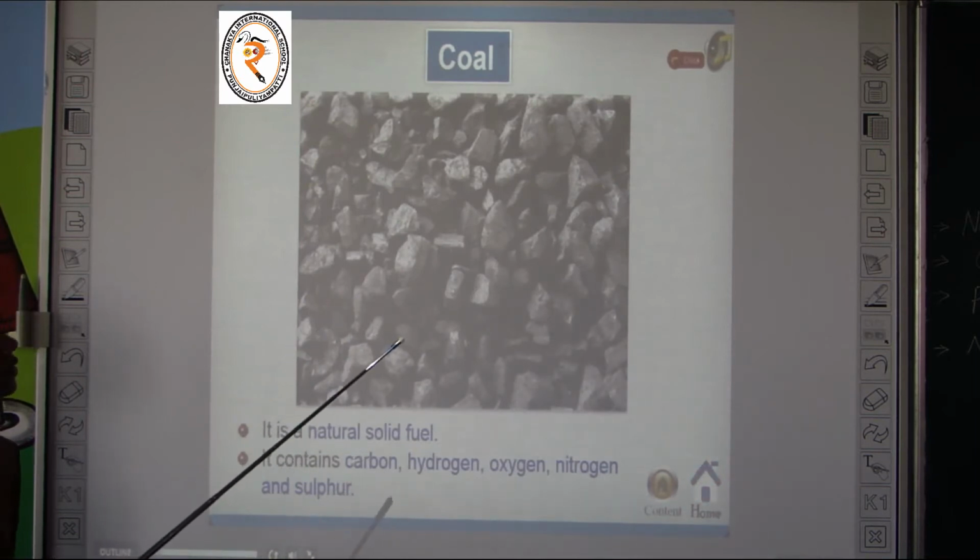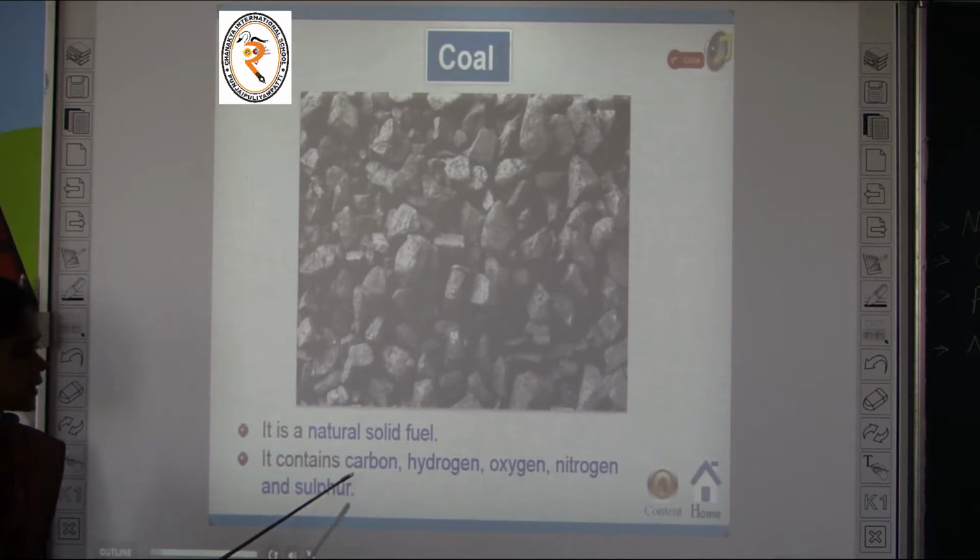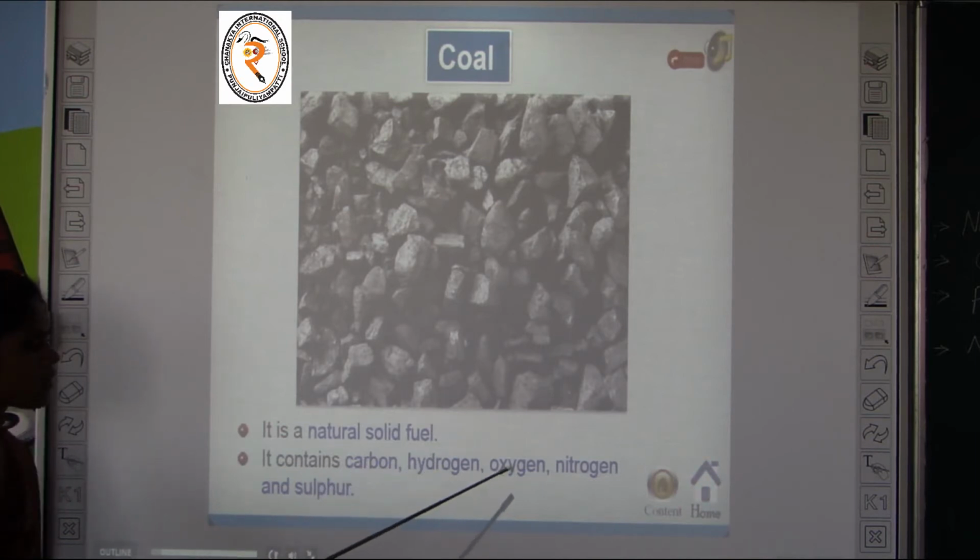Let us see about coal. Coal, it is a natural solid fuel. It is found in solid form. It contains carbon, hydrogen, oxygen, nitrogen, and sulfur. It contains which materials? It contains what elements? It contains carbon mainly. It is a carbon compound. Carbon, other than that, hydrogen, oxygen, nitrogen, and sulfur it contains.